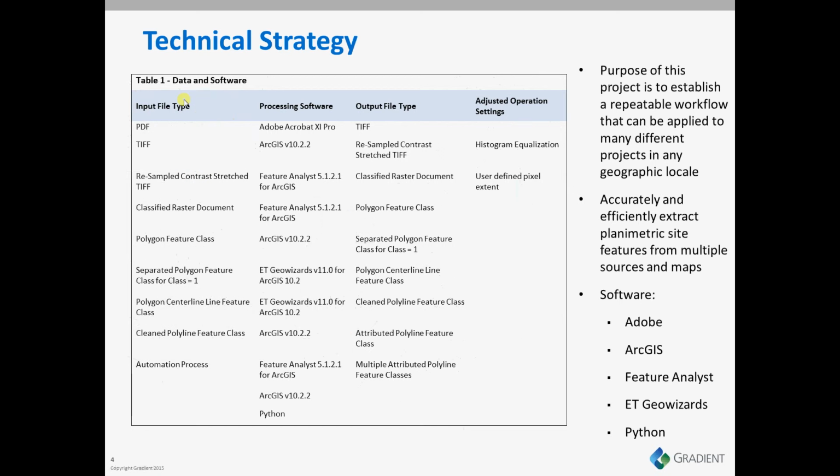And so the table here outlines really the process. We go from PDF to image, to a resampled stretched image, classified document, polygonal features, extracting the specific class from that polygon after the unsupervised classification, creating the center lines, cleaning the polylines as best we can, and leading to an automation process that we can apply to numerous images.